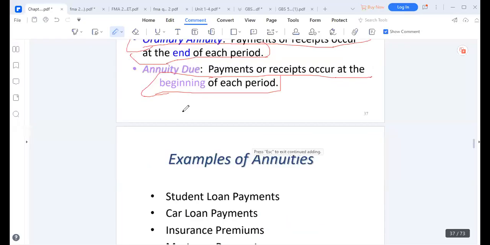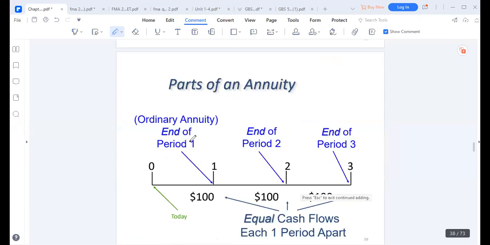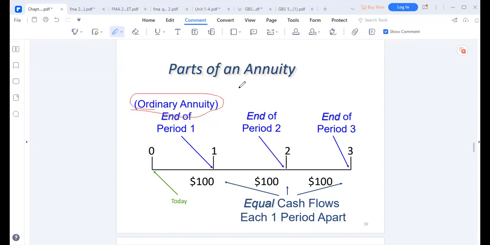So here we have examples of annuities: student loan payments, local insurance premium, mortgage, and retirement savings. Okay, passive annuities at the end of a period for ordinary, end of period one, period two. Ordinary simply means payments or deposits done at the end. Okay, so this is just about what goes on.